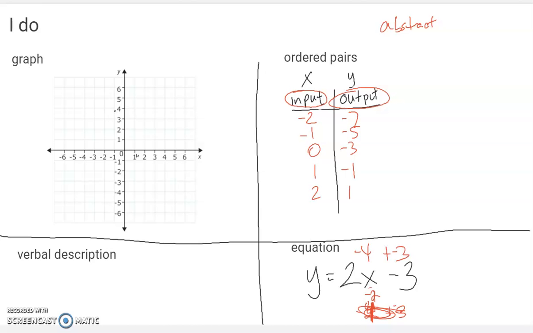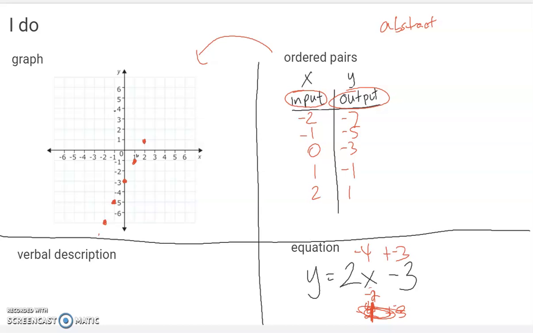And because I have so many negatives, when we do this as a graph now, we're going to have the positive and the negative parts of the graph all available to us. So here we go. I'm looking first for negative 2. Negative 1, 2, 3, 4, 5, 6, 7 is there. Negative 1, negative 5 is there. 0, negative 3 is there. 1, negative 1 is there, and 2, 1 is there.